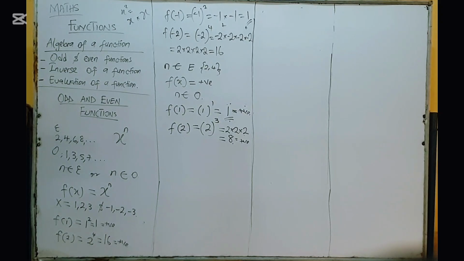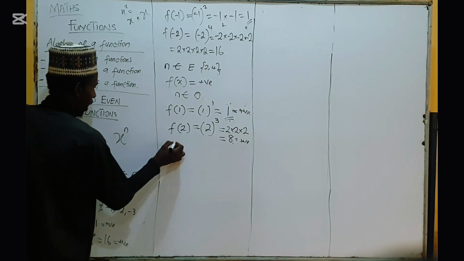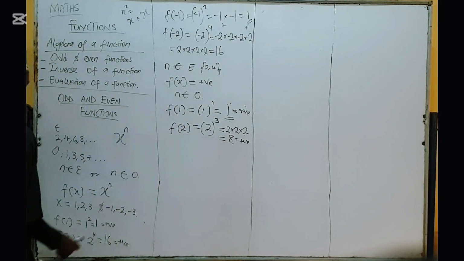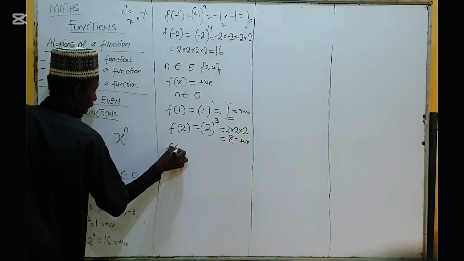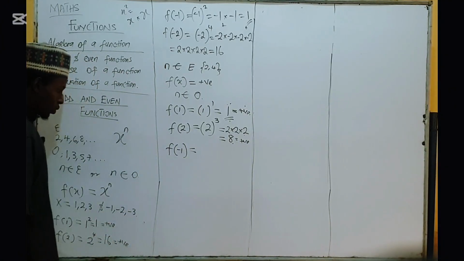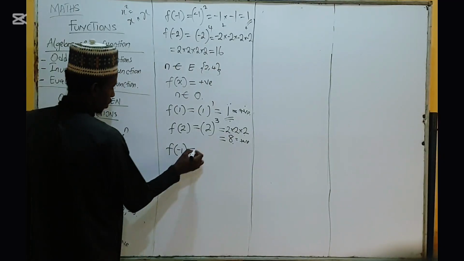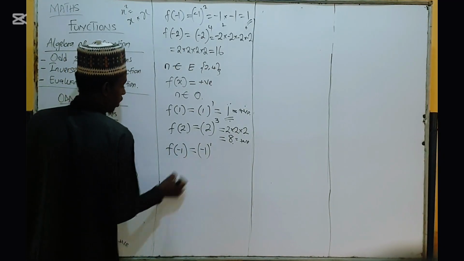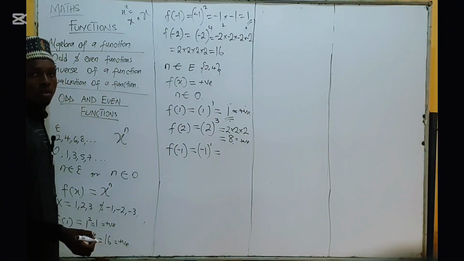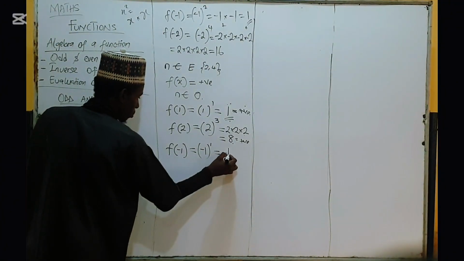Okay, now let us check when the numbers x are negative, the same thing. When we try f of minus 1, what happens? f of minus 1 will become minus 1 raised to the power of 1, and minus 1 raised to the power of 1 is nothing but minus 1.